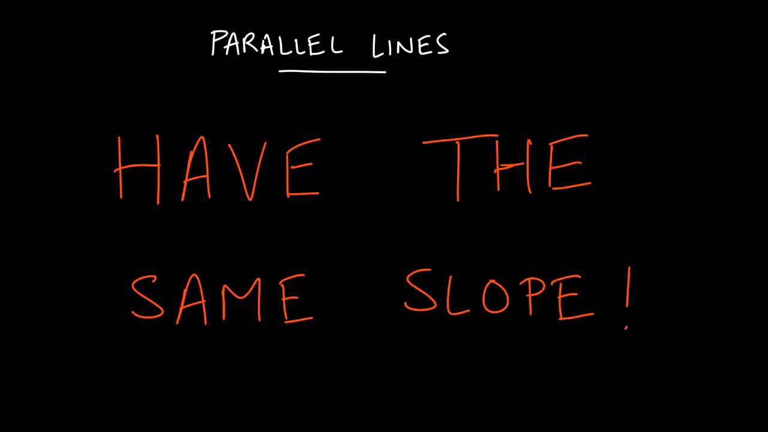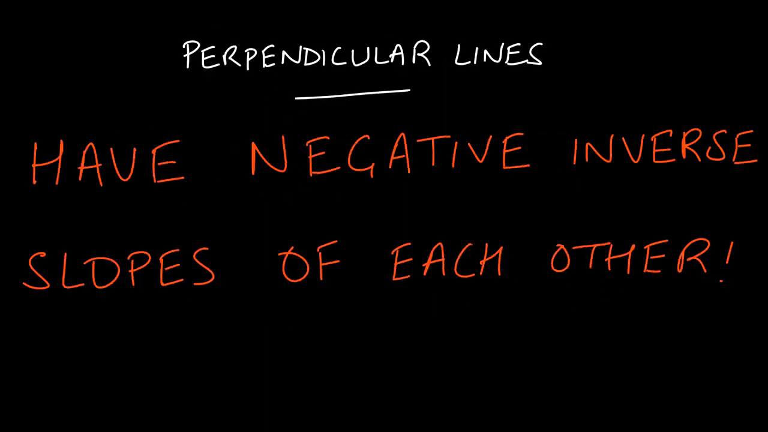So the very first thing, and perhaps the most important idea that you should remember from this section, is that parallel lines have the same slope. Similarly, something equally important for perpendicular lines is that they have negative inverse slopes of each other. And I'll explain what this means in a couple of examples in the future.